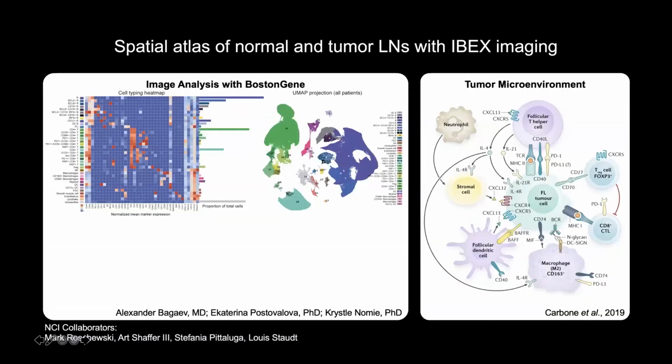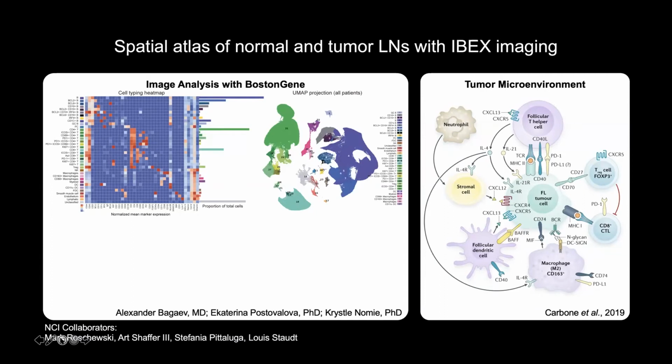And then finally, we've partnered with data scientists at Boston Gene to analyze the images that are coming from the IBEX method. Many of the strategies they're employing were developed by the pioneers here on the call and in the consortia. So I won't go into great detail, other than to say we can take the 39 markers that I showed you.